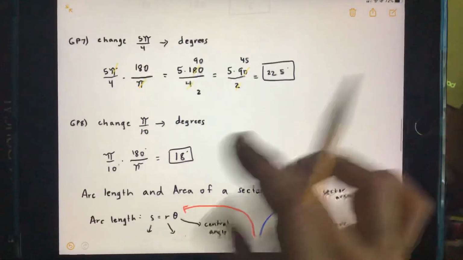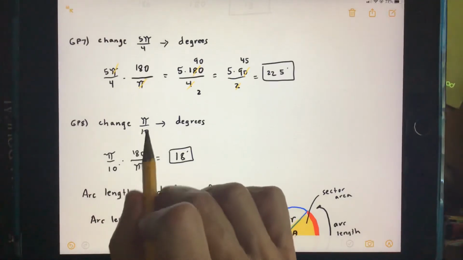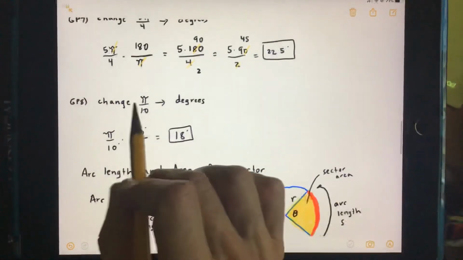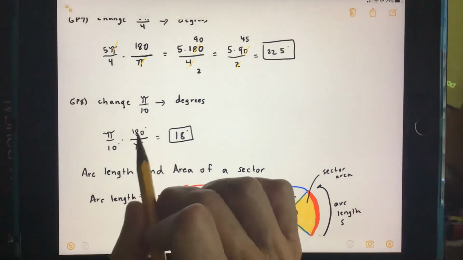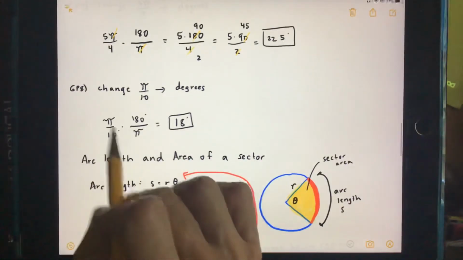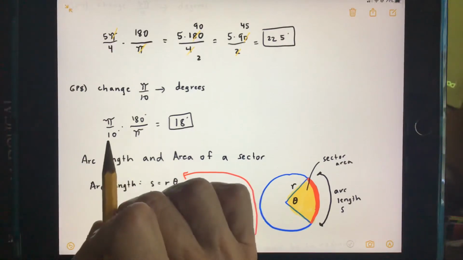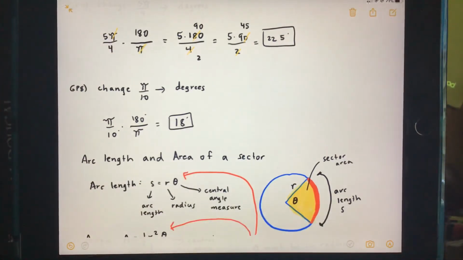All right, one more practice with changing a radian measurement into degrees. We're asked to change pi over 10 into its number of degrees. So again, we're going to multiply by 180 over pi. We want the pi's to cancel out, and that's going to get us 180 over 10, which is 18 degrees.